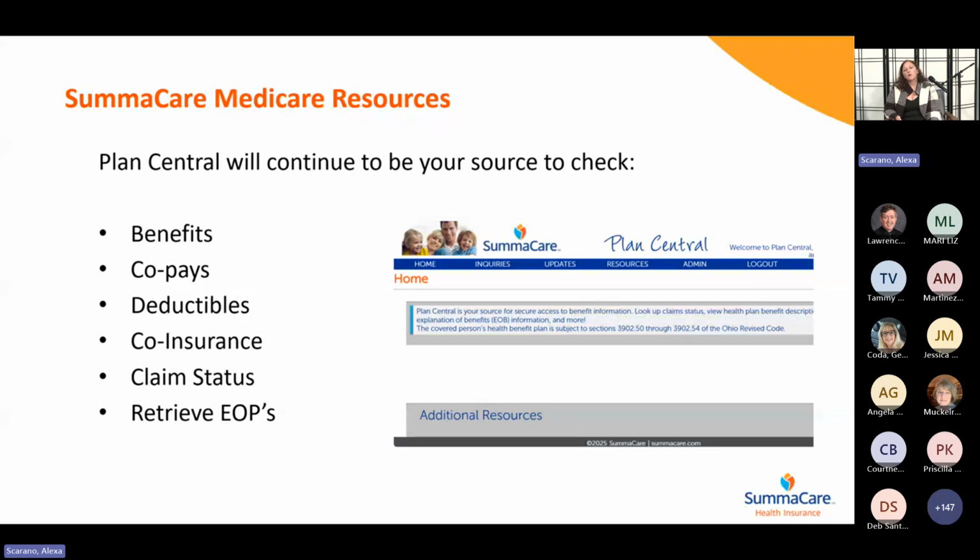We encourage everyone to use Plan Central, and if you're not already signed up on Plan Central, you can go to our website at SummaCare.com. There is a provider tab, and there is a section there that says request access for the portal, and you can just click on that and we'll start the process and get you a username and password. It is a 24/7 tool that you can use. It's self-service, and you could eliminate having to call us for a lot of the information you need.